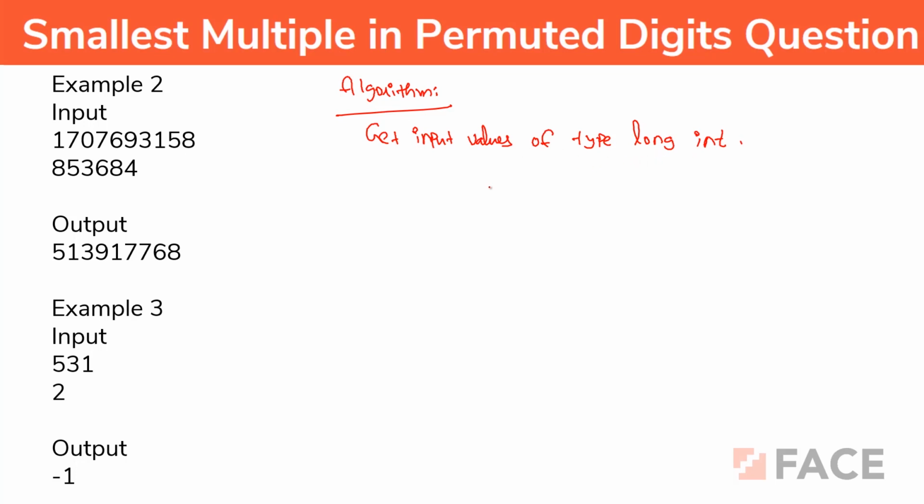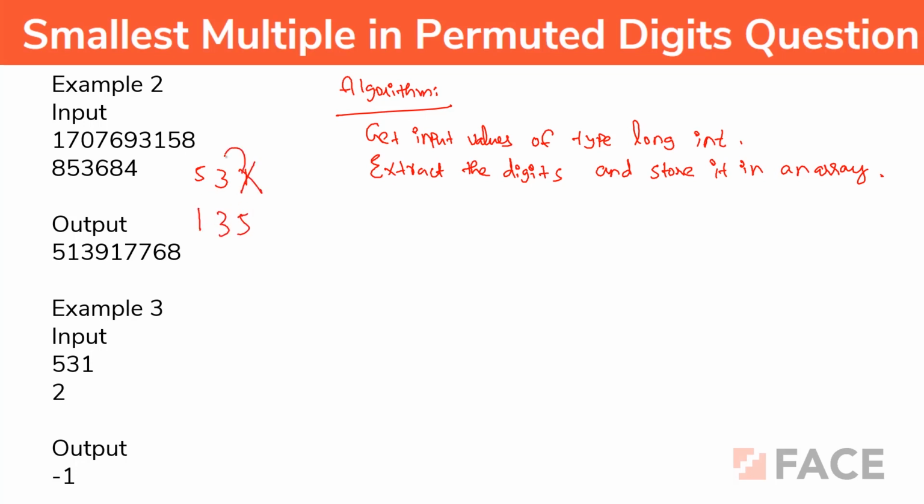After getting the input value, extract the digits and store them in an array. For example, if the input value is 531, in the array it will be stored as 135, because I'll be extracting this digit first, then this digit, then this digit. But I want my answer as 531. In the array, the first element should be 5, the second element should be 3, and the third element should be 1. But it will be stored in the form of 135.